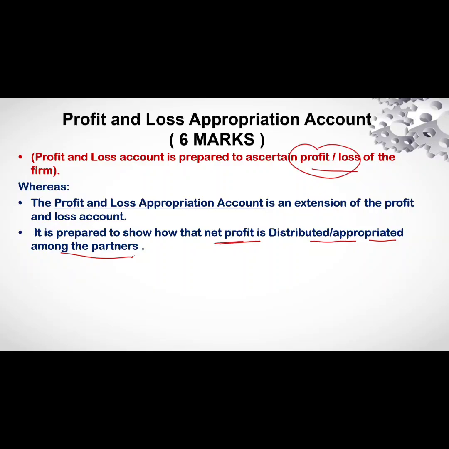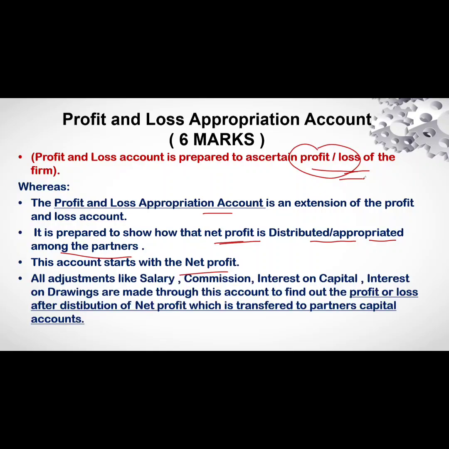Now this account generally starts with the net profit, that is the net profit which has been derived under the Profit and Loss account, and this net profit is being distributed or adjusted for various incomes and expenses of the firm, like for example salary which has to be paid for the partner, which will be an expense for the firm, or commission which is to be paid for a partner, interest on capital which has to be paid by the firm to the partner. All these are the expenses, and it also has to receive interest on drawings.